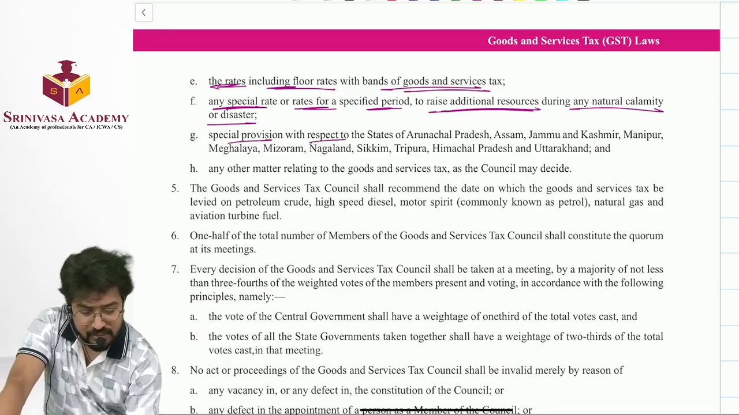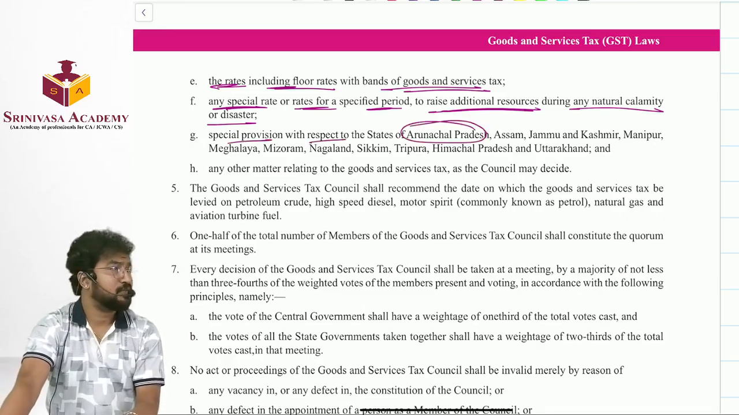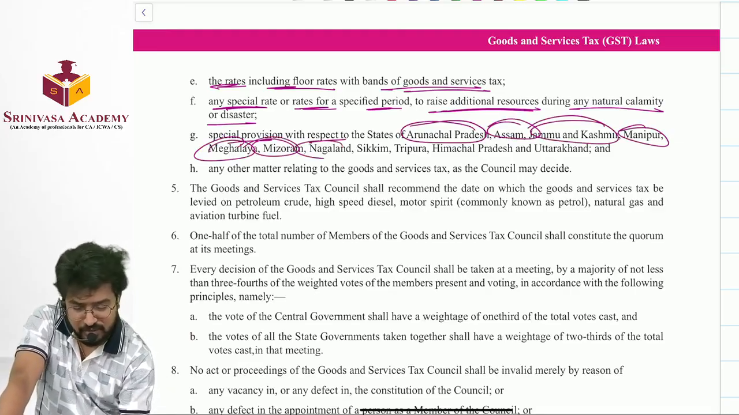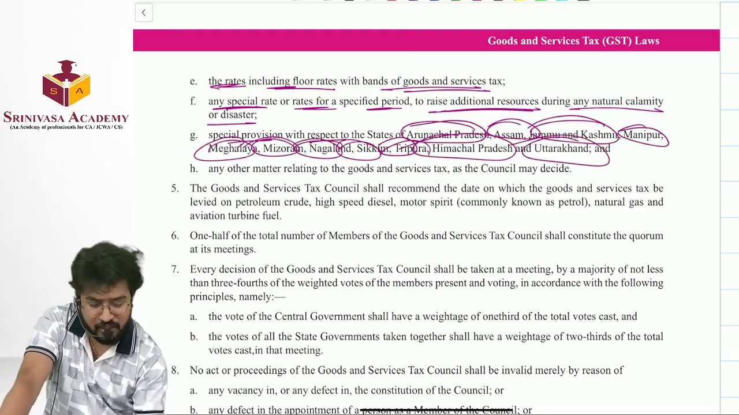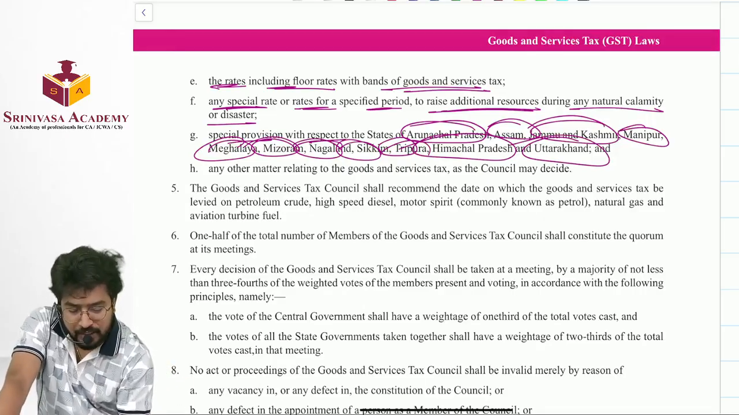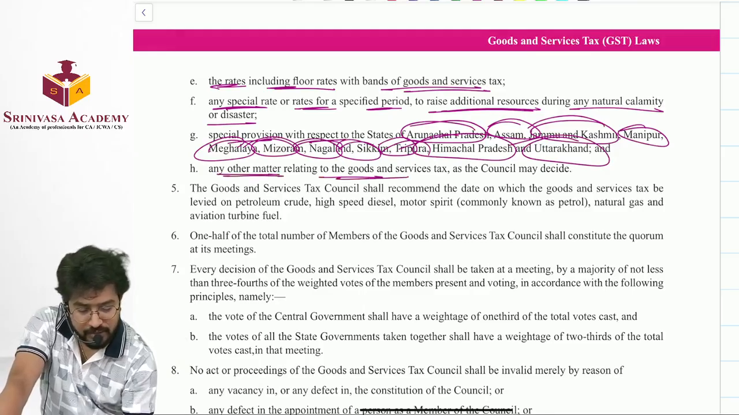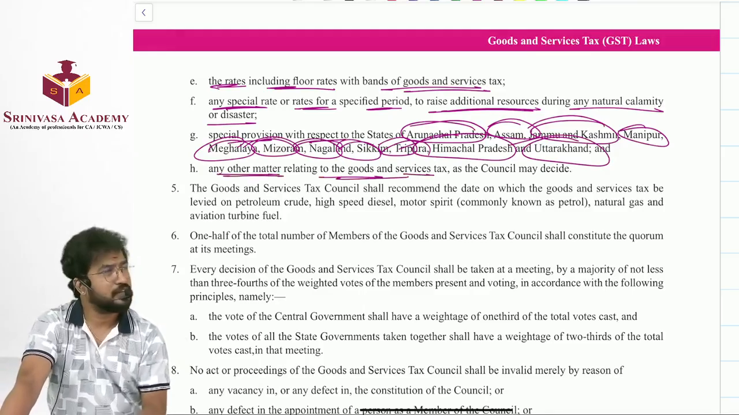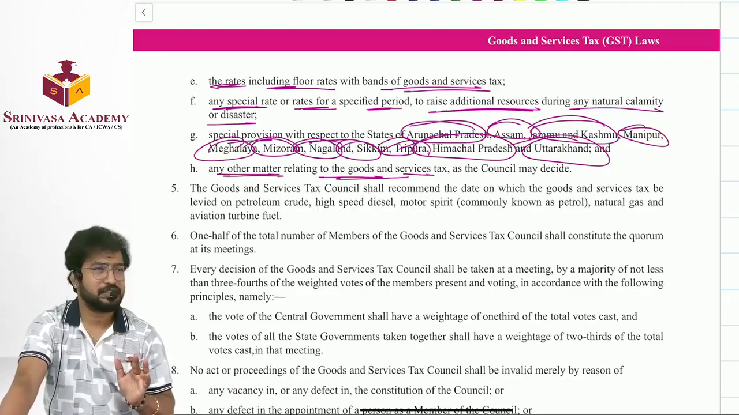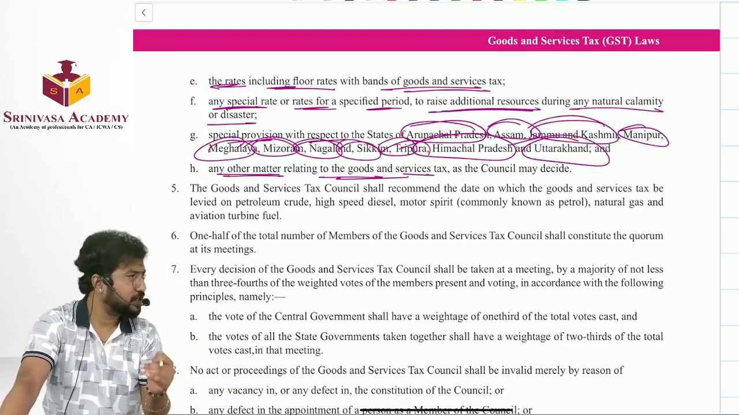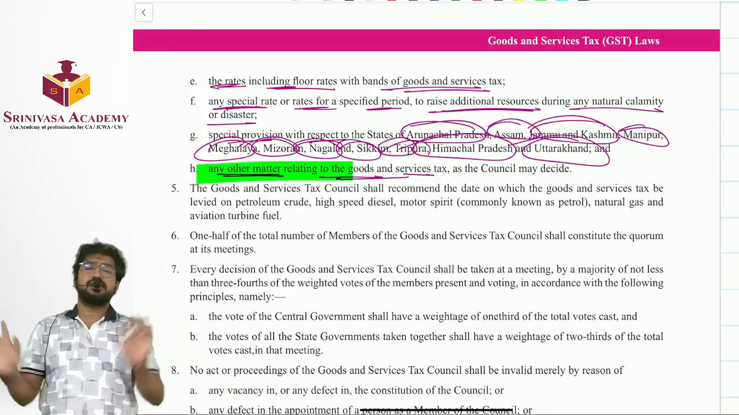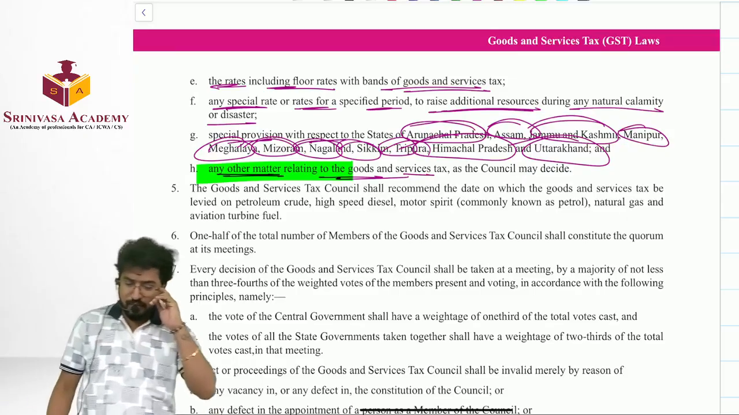Special provisions with respect to special category states. Do you remember Arunachal Pradesh, Assam, Jammu and Kashmir, Manipur, Meghalaya, Mizoram, Nagaland, Sikkim, Tripura, Himachal Pradesh, and Uttarakhand? For these states, we can discuss some special provisions. Any other matter relating to GST, that point is sufficient. You can say anything for GST, correct? If you see all these points, they will discuss. Other than that, any other matter related to GST, the Council will discuss. Simple. Shall we move on?